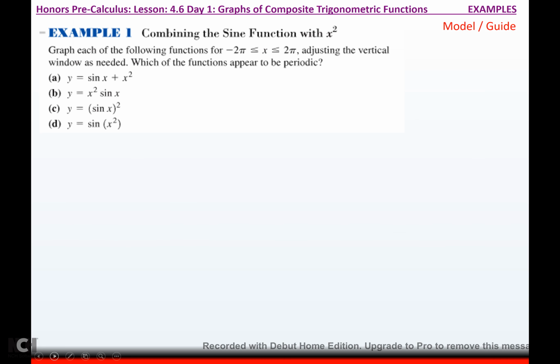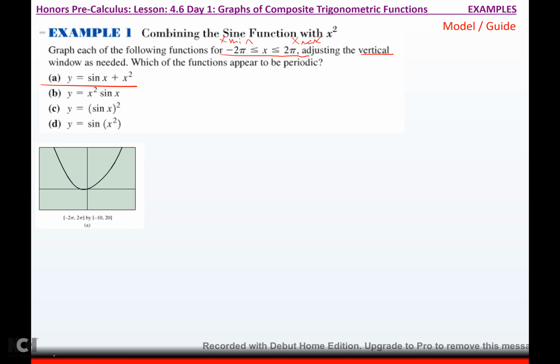Okay, so it says combining the sine function with x squared. It says graph each of the following functions for negative 2 pi less than or equal to x less than or equal to 2 pi. They're telling you to set your x min at negative 2 pi and your x max at positive 2 pi, adjust the vertical window as needed, and then decide which of the functions appear to be periodic. So if I graph this function, go to y equals and type it in, you get that graph, which we just looked at, and we know that this one is not periodic, because if I drew it on this side, it doesn't lay on top of this one.